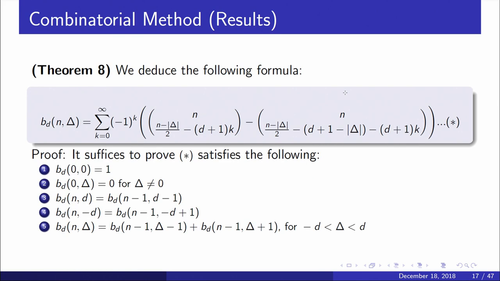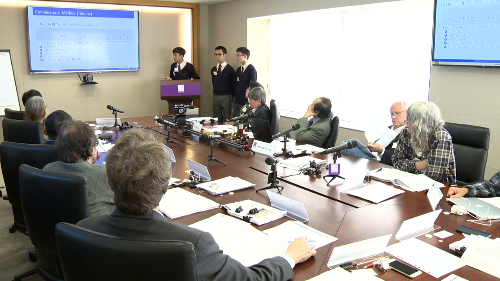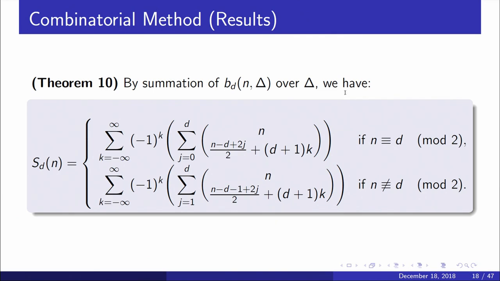It's sufficient to prove this star formula satisfies these 5 formulas. Finally, by simple summation of every B_{d,n,delta} for every different value of delta, we can obtain a formula for S_{d,n} as shown here, considering the parities of n and d.